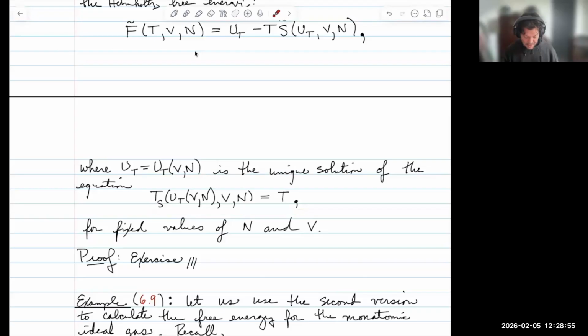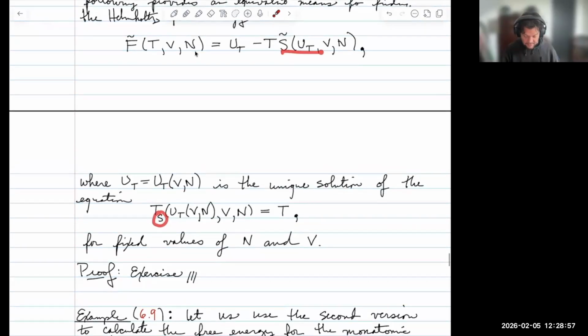So now I use the entropy version. Notice I'm using the entropy function. So I'm going to use the entropy version of the temperature to invert this relationship. So this is going to be naturally a function of u, v, and n. If I fix t in the range of the temperature function, then I should be able to invert this for the u function. And the reason why you can do this is due to convexity.